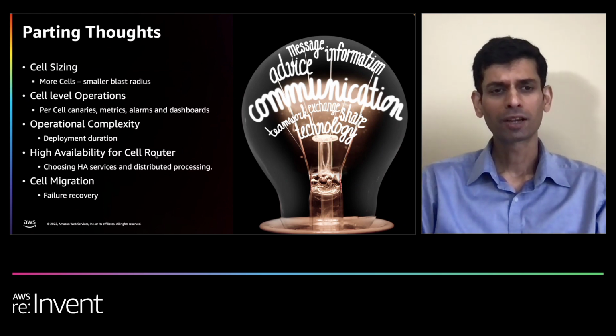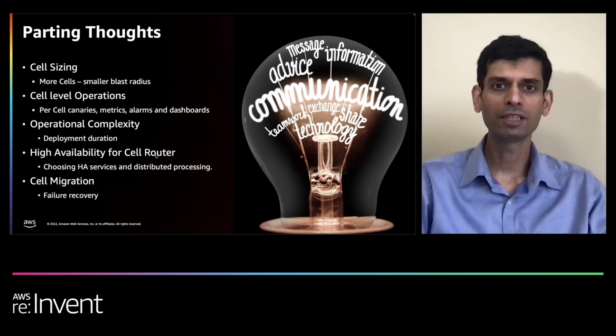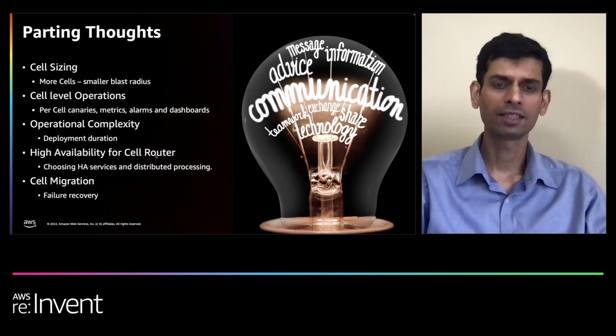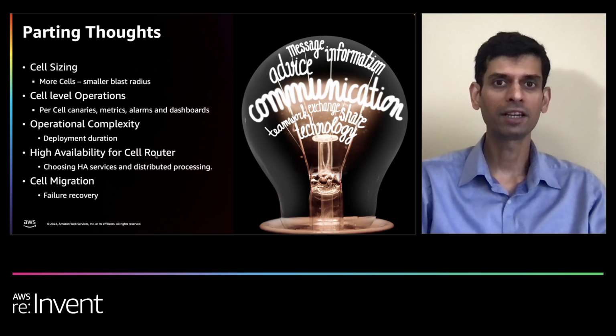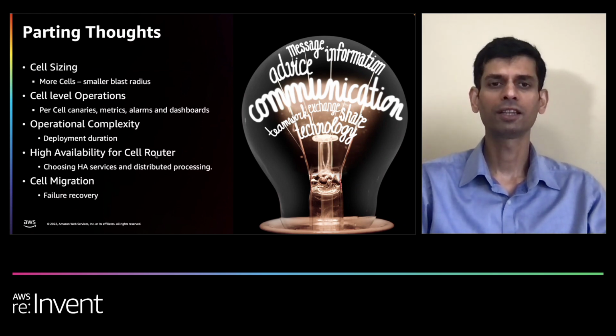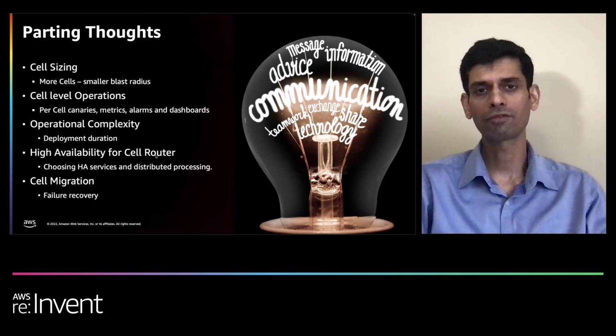Now, coming to the last point, the cell migration. Cell migration essentially means moving your workloads or customer traffic to another cell. And this is a complex problem because it does involve data migration. It's okay to do that, especially for scenarios like failure recovery, where one cell is down and you want to redirect traffic to another cell.